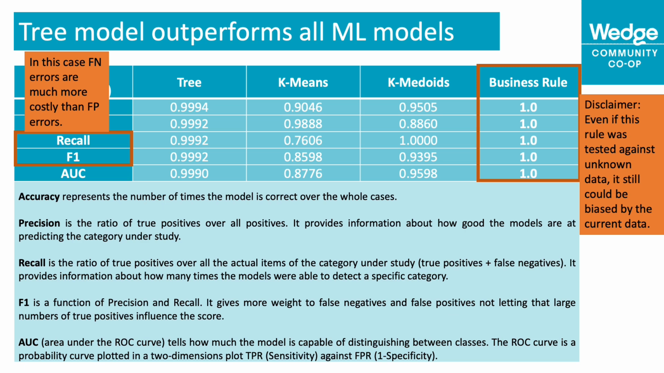And in this case, the tree model outperforms all the other machine learning models. The reason for that is that k-means and k-medoids are really sensitive to extreme outliers, and this is the case of this data.